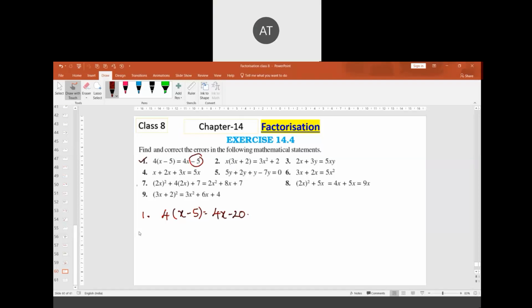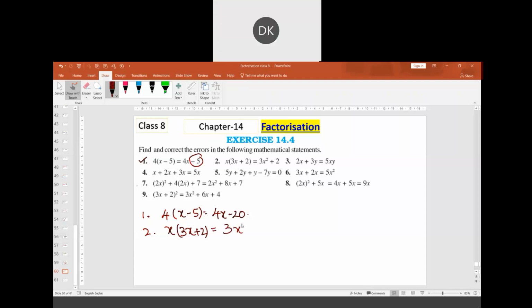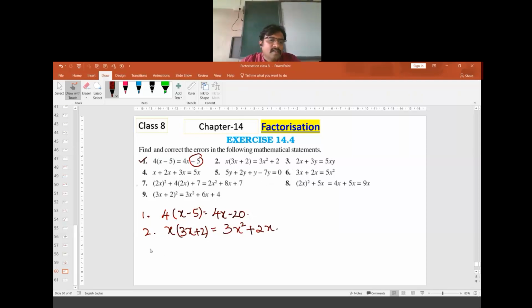In the second one, is there an error? When x is multiplied to 3x, it should be plus 2x instead of 2. 2x is the error. So 3x square plus 2x, it has to be 2x. Is there an error in this third one?